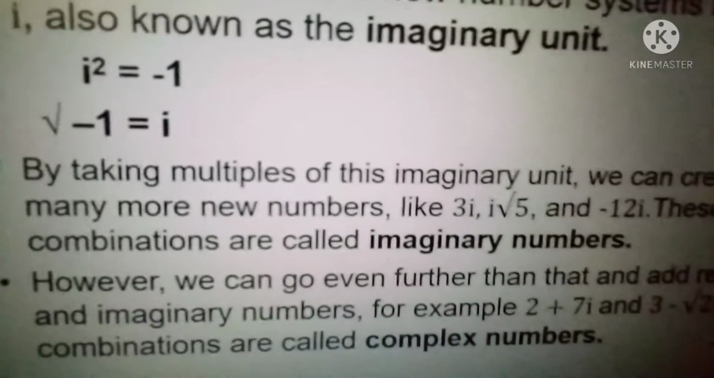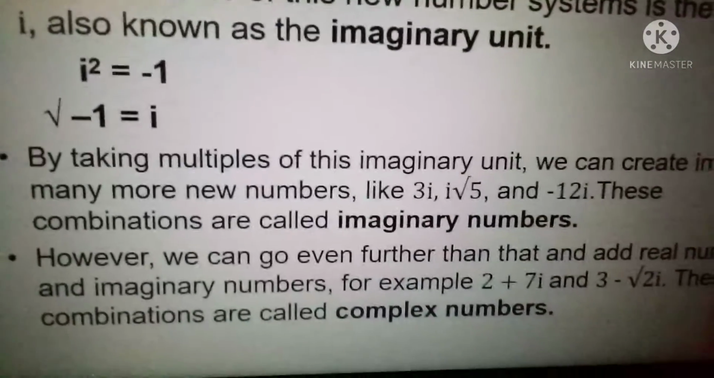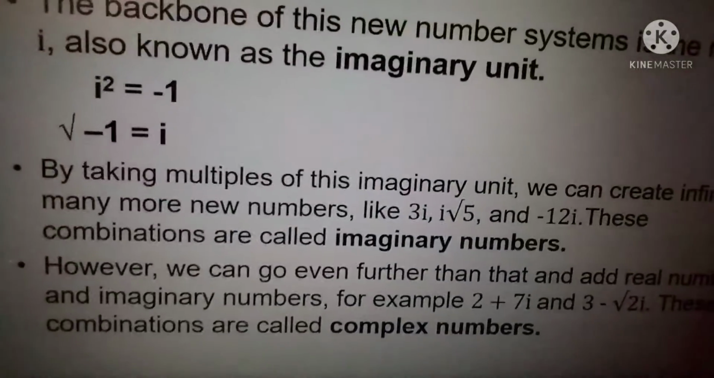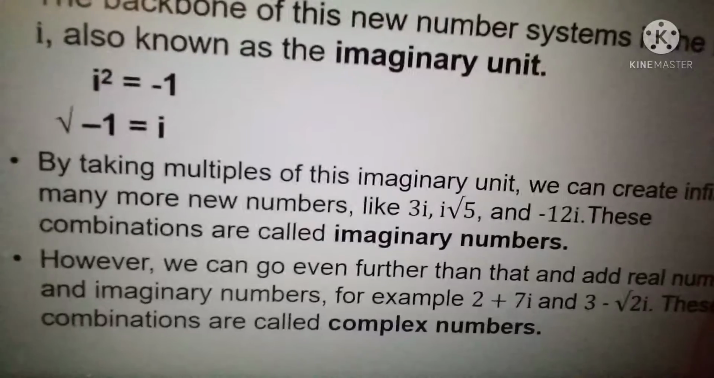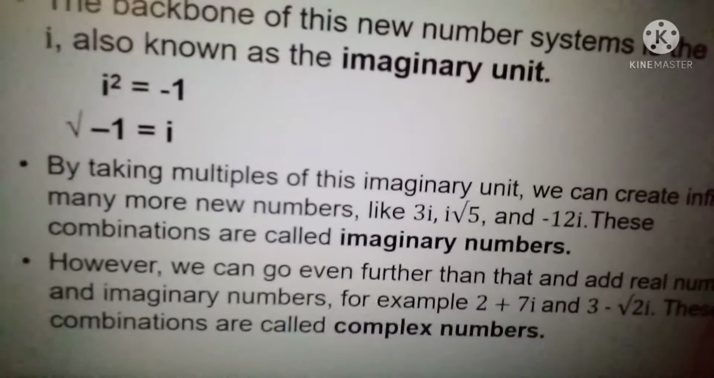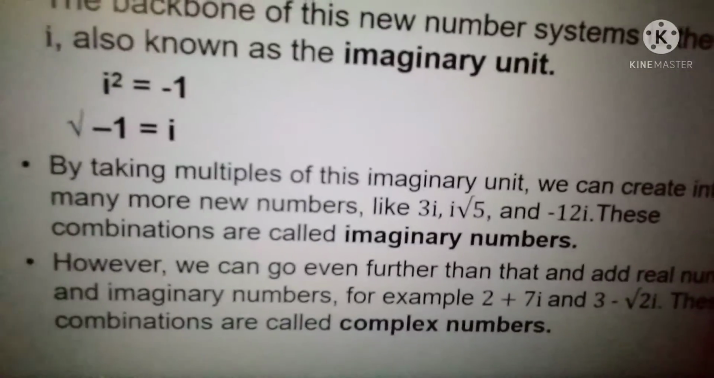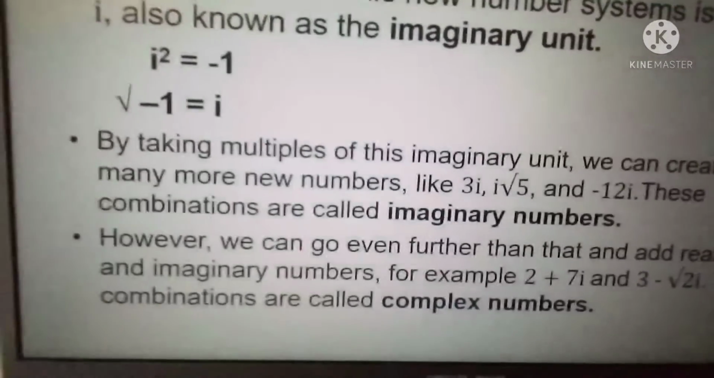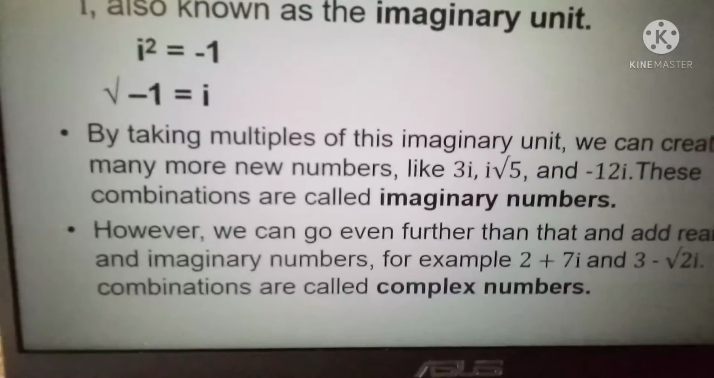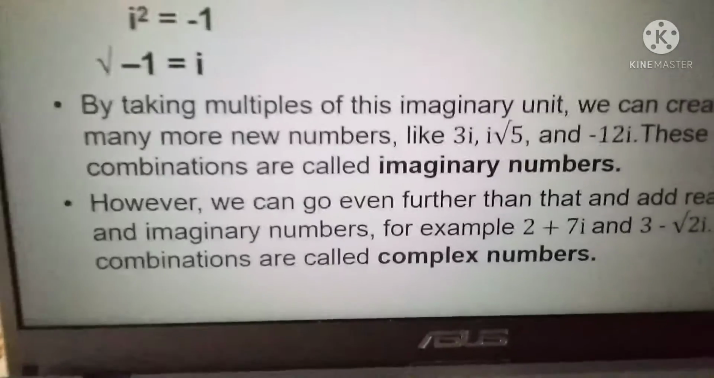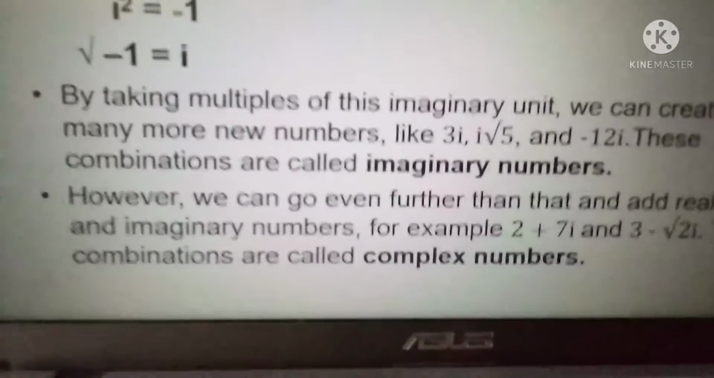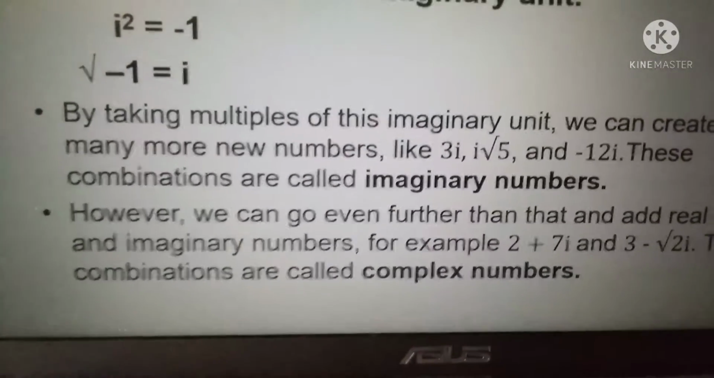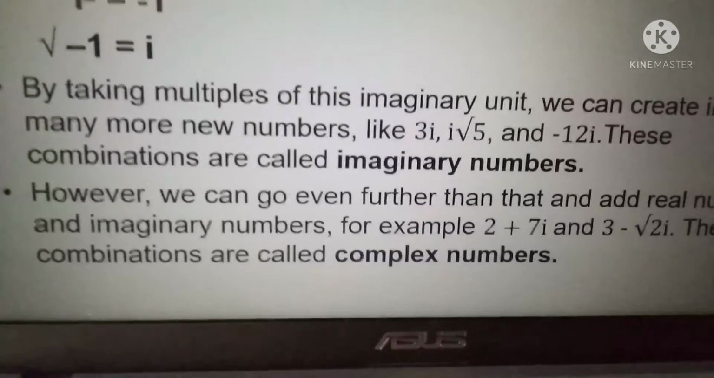So, by taking multiples of this imaginary unit, we can create infinitely many more new numbers like 3i, square root of 5 i, and negative 12i. So, these combinations are called imaginary numbers. So, ang tawag po dun sa mga binanggit ko po, yung 3i, square root of 5 i, and negative 12i, ilan lamang po yan sa example na nag-prove sa atin na it is a combination which is called imaginary numbers.